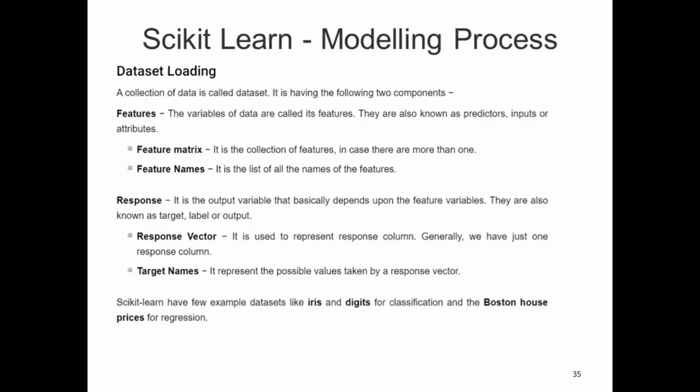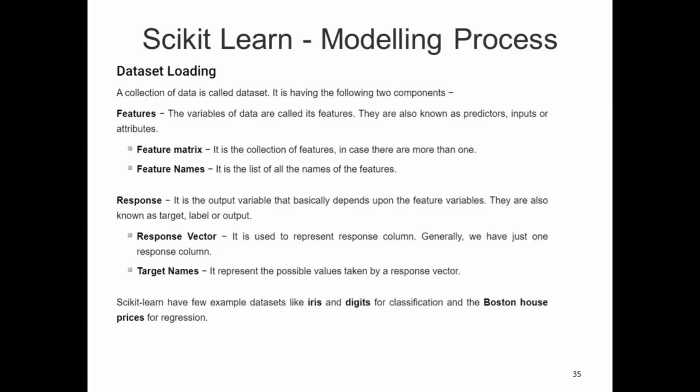Then data set loading, in the scikit-learn modeling process. First of all, you should understand what a data set is. A collection of data is called a data set. It has two components: one is the feature matrix and the other is the feature names. Feature matrix is the collection of features. For example, if the data set name is student detail, then student name, register number, age, course, these are the features.